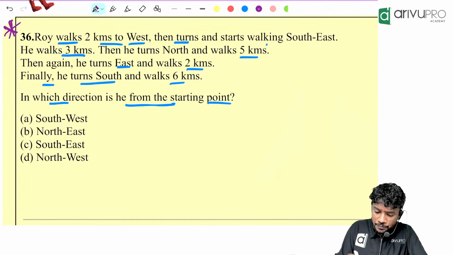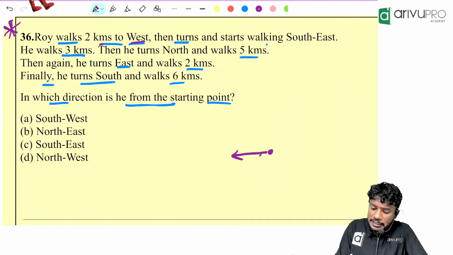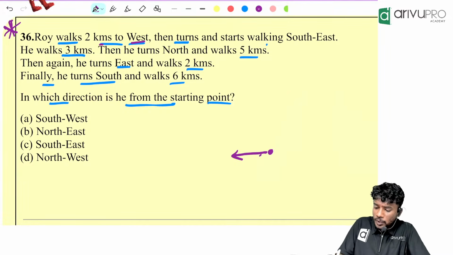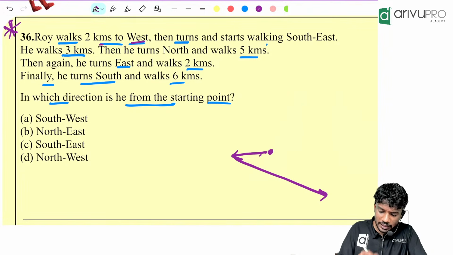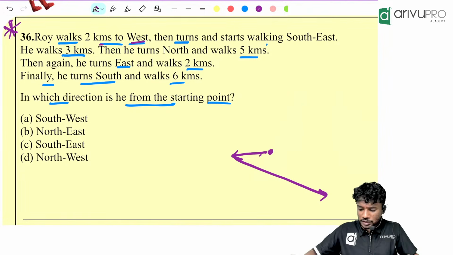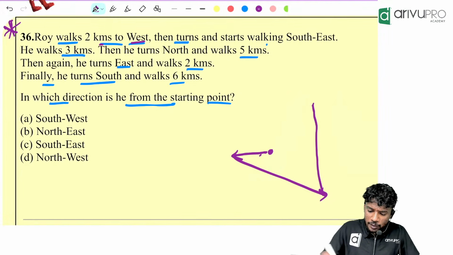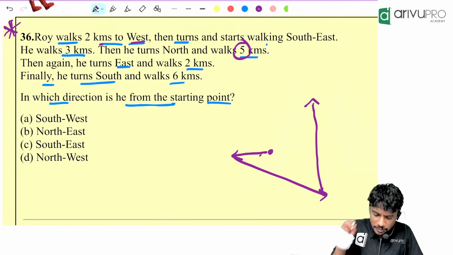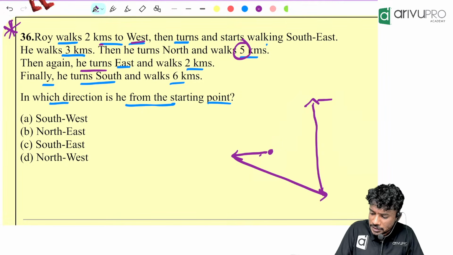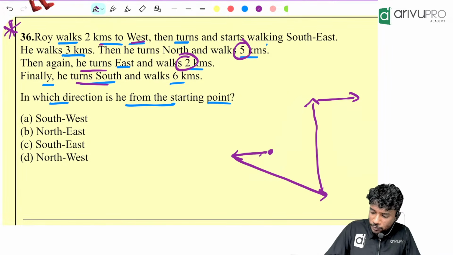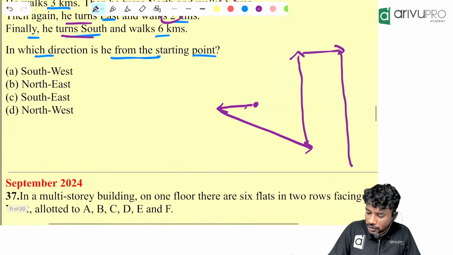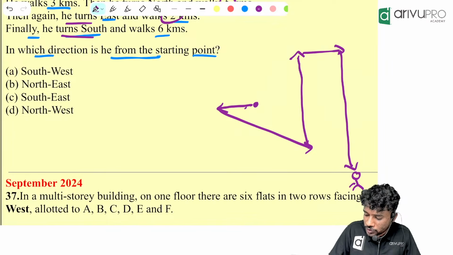We will start from here. Roy walks 2 kilometers west. Initially if Roy is here, west means this direction. Then he turns and starts walking southeast, so currently he is somewhere over here. Then he walks 3 kilometers. Then turns north. North means up. And walks 5 kilometers. Then he turns east and walks 2 kilometers. Then finally he turns south and walks 6 kilometers. Somewhere over here, our Roy is there.